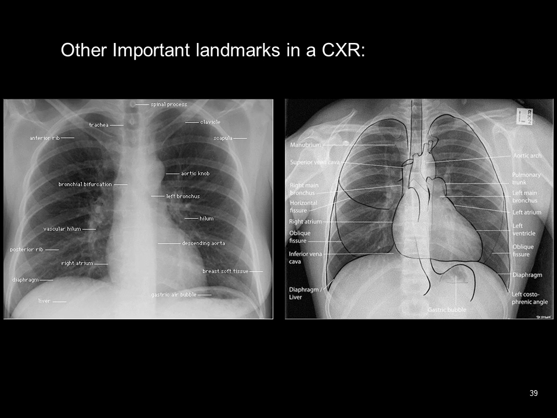Again, the dome of the diaphragm over the stomach here with the gastric bubble. This is the left costodiaphragmatic recess or costophrenic angle compared to the right. There are a few other structures that you can view here on your own time.